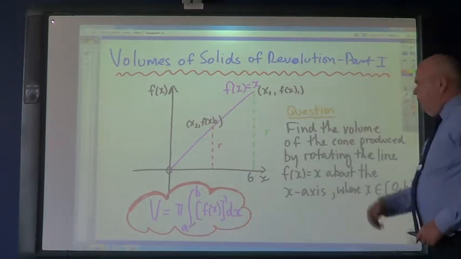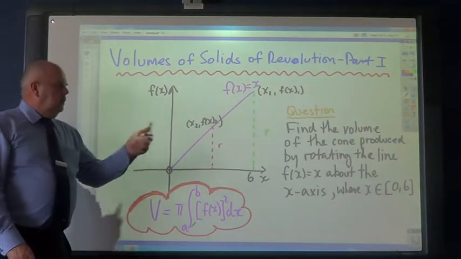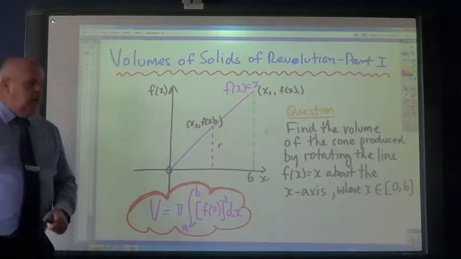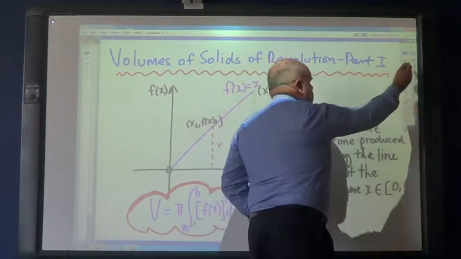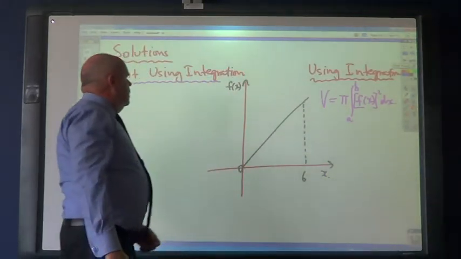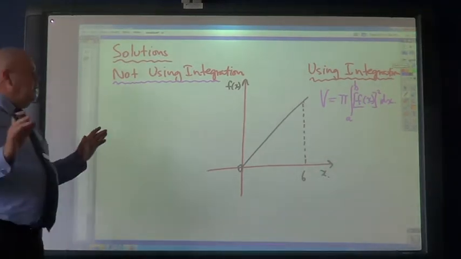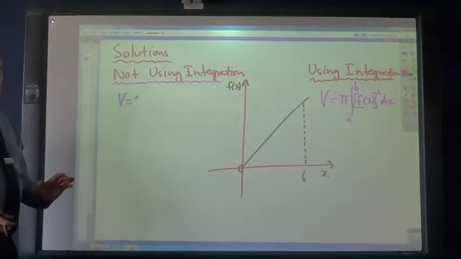So our question might be: find the volume of the cone produced by rotating the line f(x) equals x about the x-axis, where x is between 0 and 6. Well, I can tell you now that you don't need calculus to solve the problem. How do we do it? By not using calculus. This is just by way of interest and background.